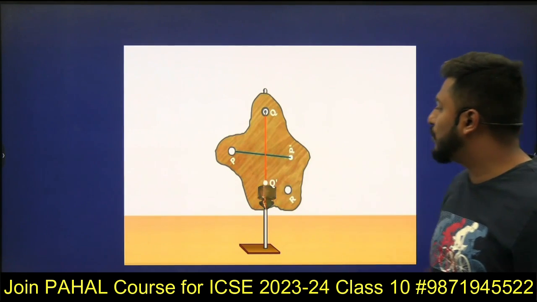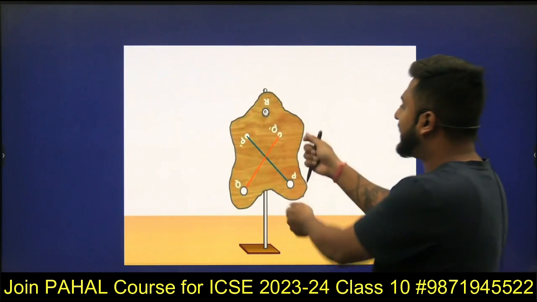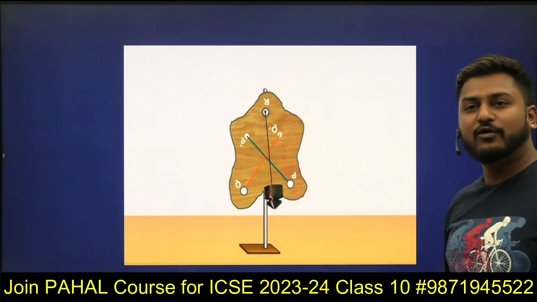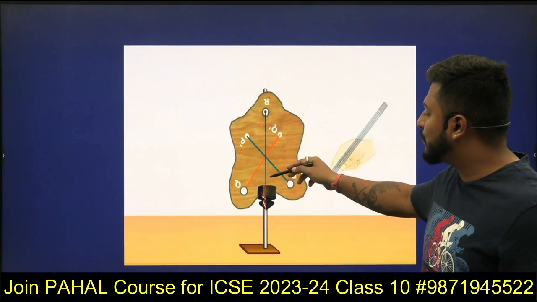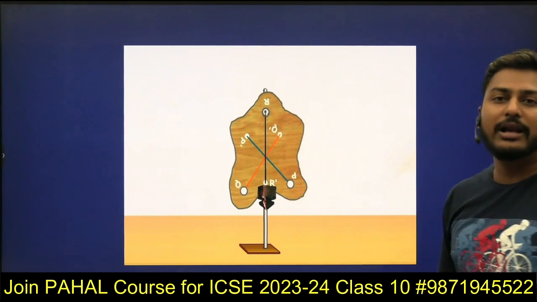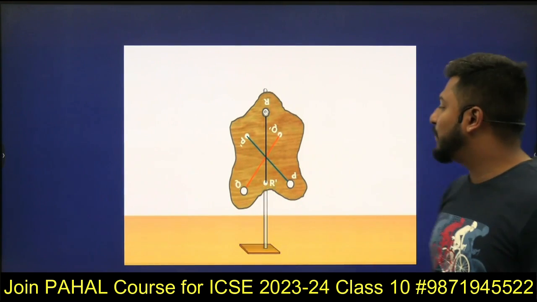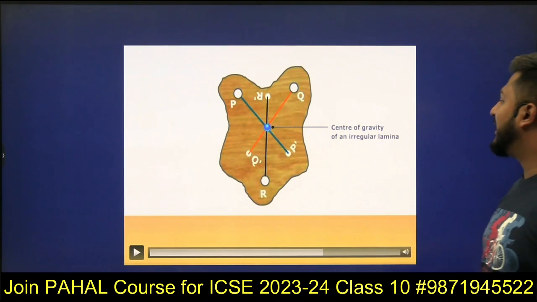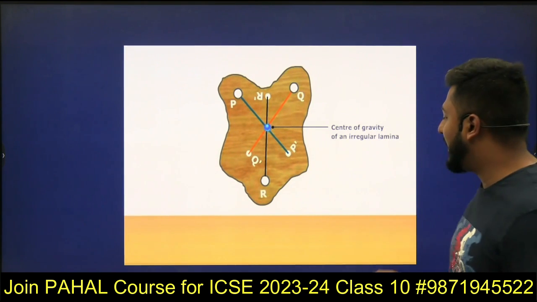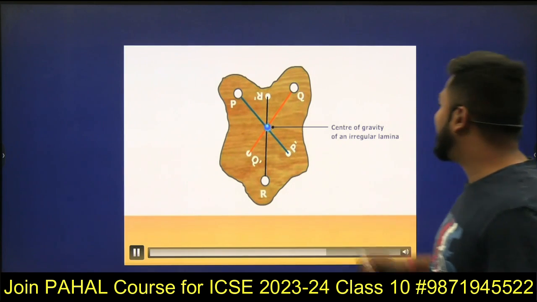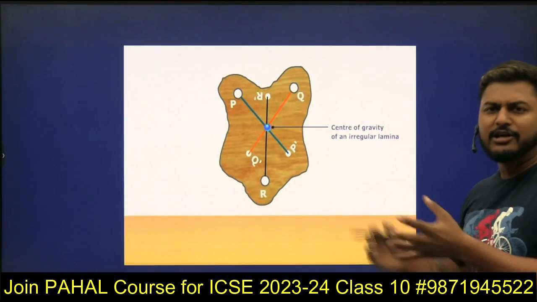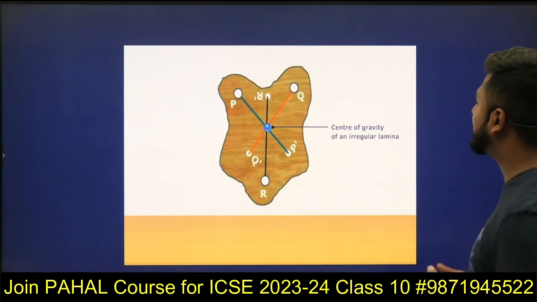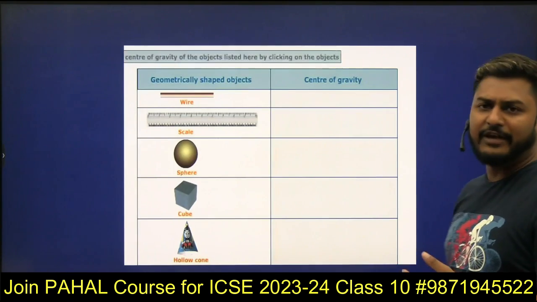So let's say this is Q dash. Again we rotate this, and then we pivot it at point R. Again we hang a weight over here, and when this comes to a stationary position we draw a line. Now the point at which all the lines meet will be the center of gravity of this irregular lamina. So this is how we find the center of gravity of a lamina, right? This is there in your book, but it becomes easy to understand when you see it. So this is how we can find the center of gravity of any irregular object.